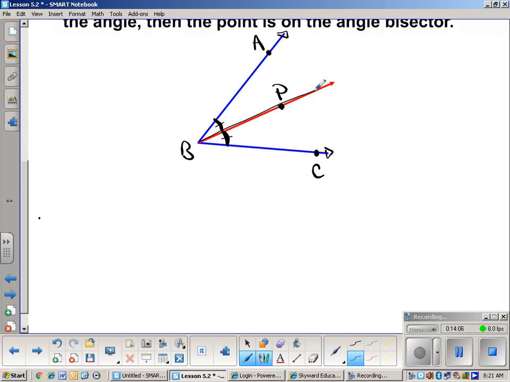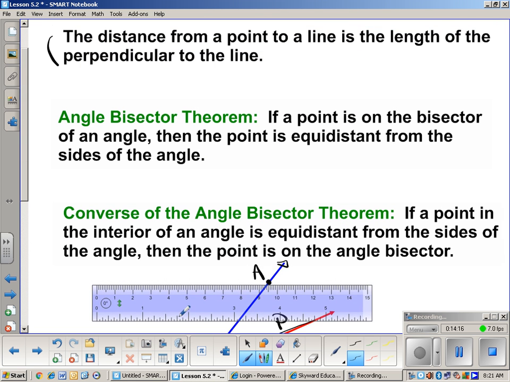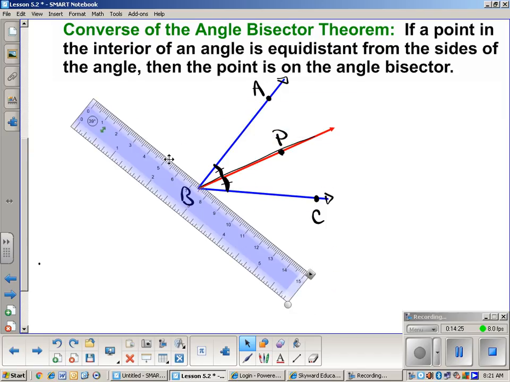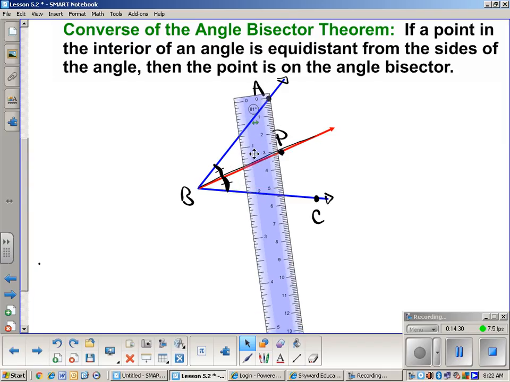Okay? The reason we took a moment to play around with measuring is because I didn't want you to take your ruler up here and try to measure from A to P and get 3 inches there and say that that point P is 3 inches from the line BA. Okay?